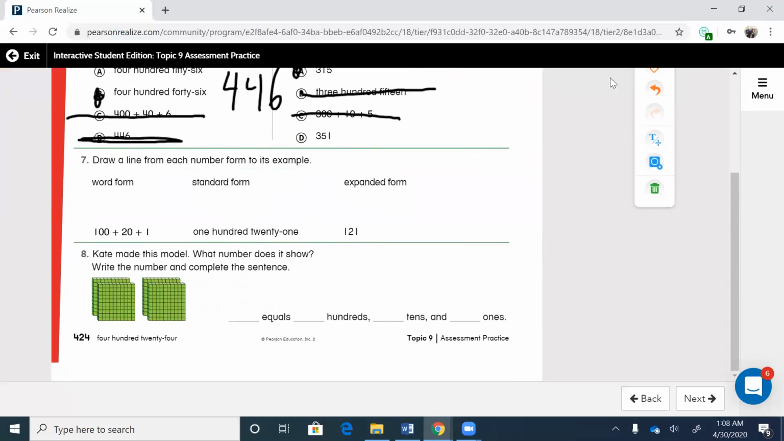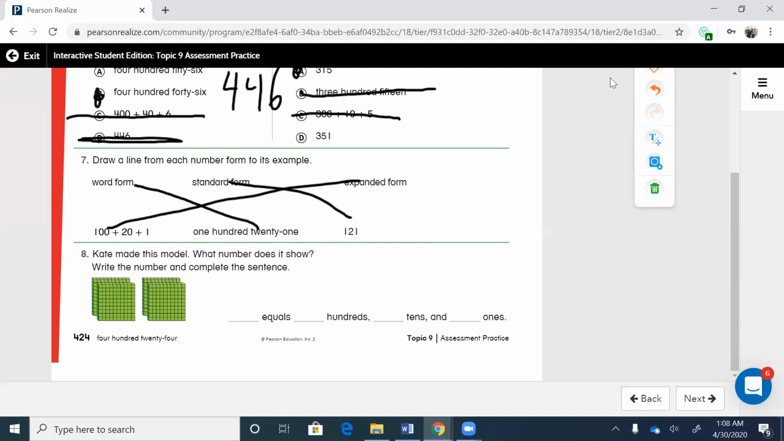Number 7, draw a line from each number form to its example. So we have word form, standard form, expanded form. So 100 plus 20 plus 1 is expanded form. 121. That is what, guys? Word form. And that is standard form. That's the way we write numbers in standard form.